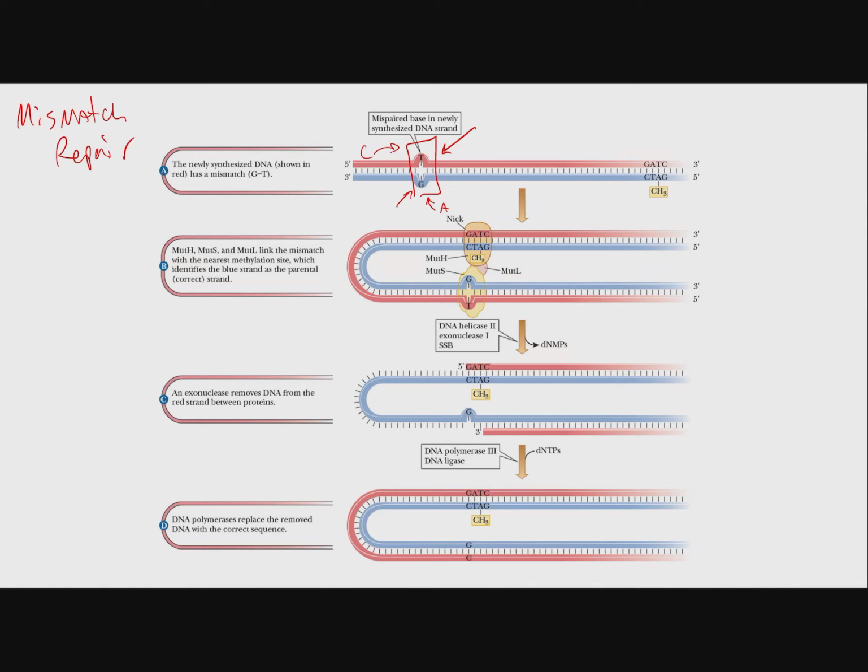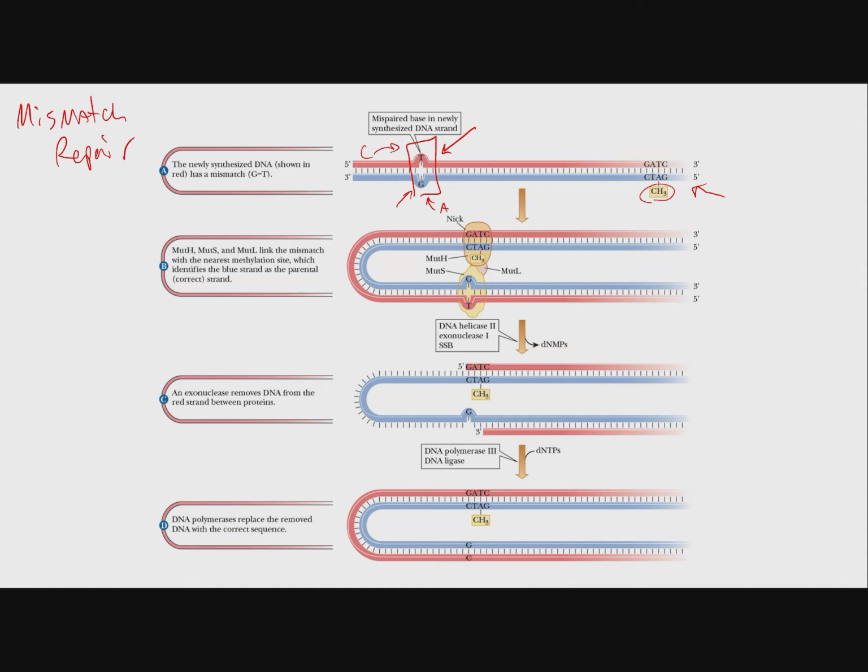And what happens is the longer DNA exists in your body, it gets methylated. So right here, you can see one of these strands actually has a methyl group on it. The methyl group indicates that this is the template. So the first thing that happens is there's a couple of enzymes, MutH, MutS, MutL.